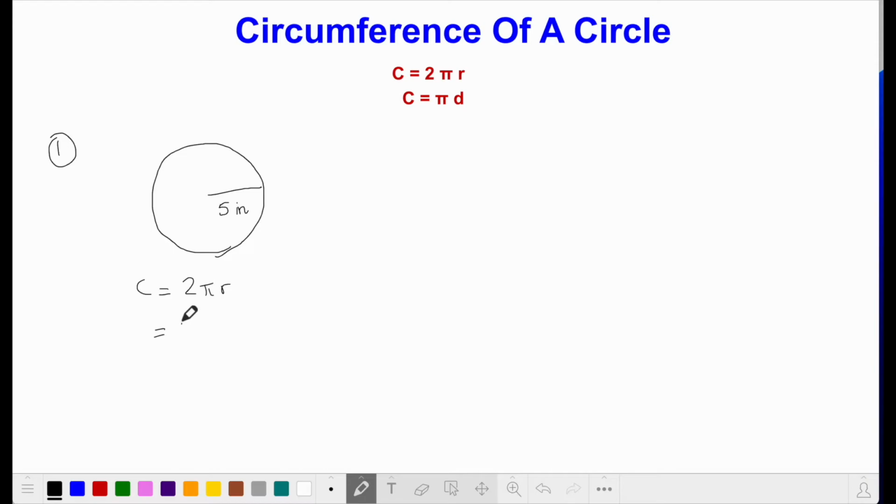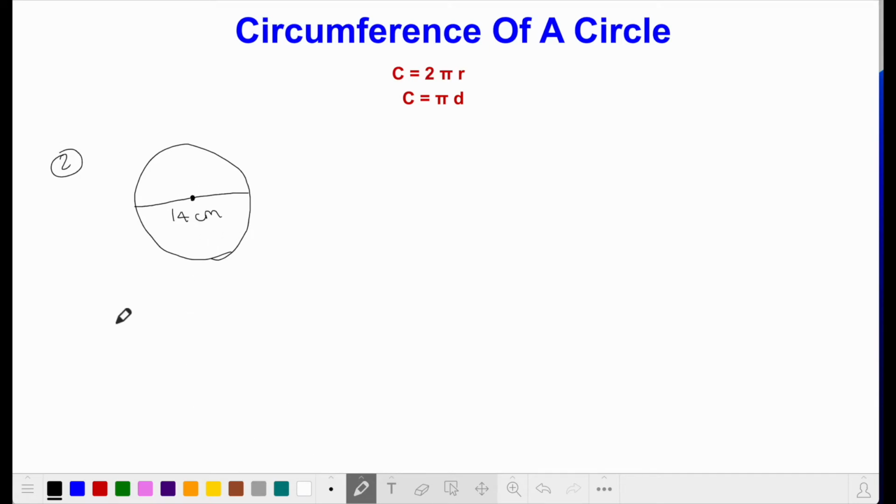Now here in this problem, 2 times pi times 5, so that is 10 pi. For convenience, we will use the pi value as 3.142, and when multiplied by 10, that is 31.42 inches. So that's it. That's the circumference of the circle with the radius of 5 inches.